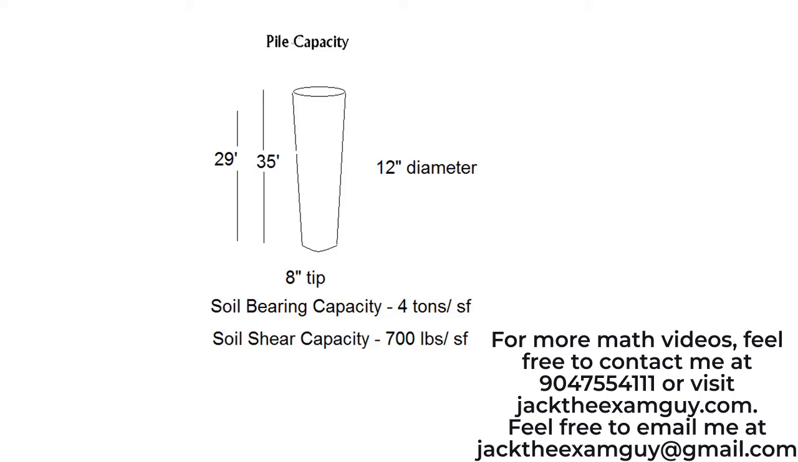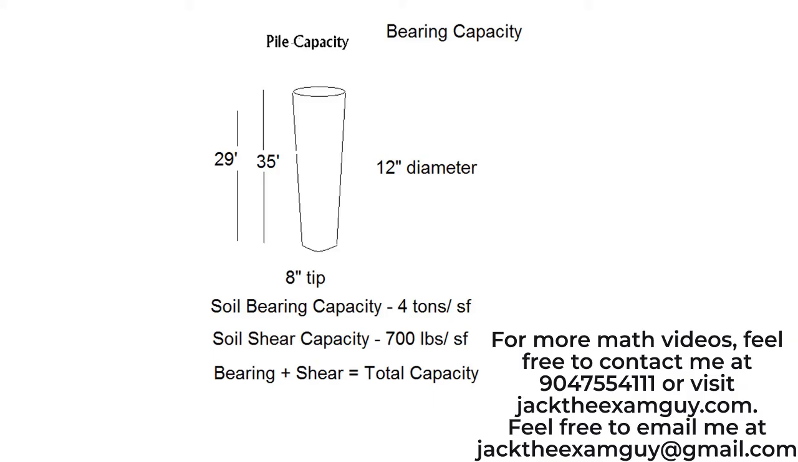All right, so here we go. Remember, our bearing and our shear equal our total capacity. Bearing capacity plus shear capacity equals total capacity. Let's do our bearing first. In order to know what our bearing capacity is, we have to know how many square feet that tip is. Once we know that, we multiply it times the 8,000 pounds per square foot, and we'll get our pounds of bearing capacity. So how do we figure out the square footage of the tip?